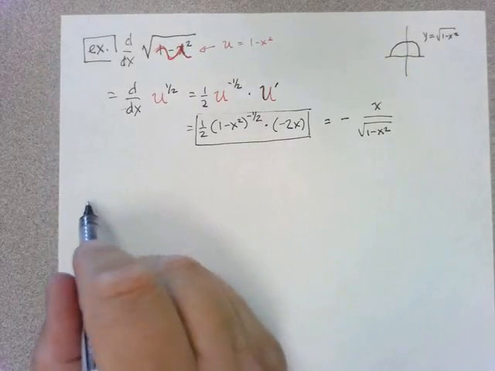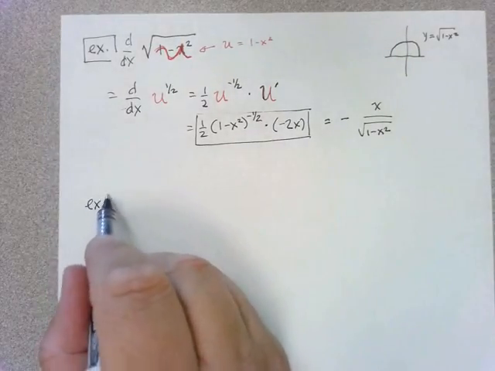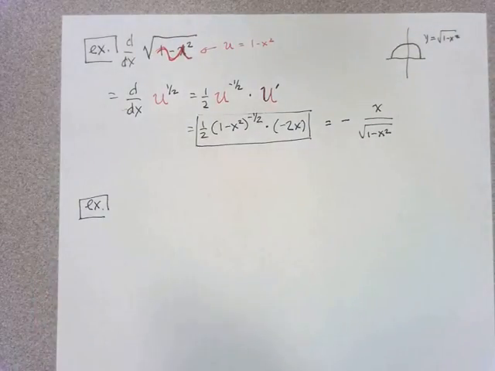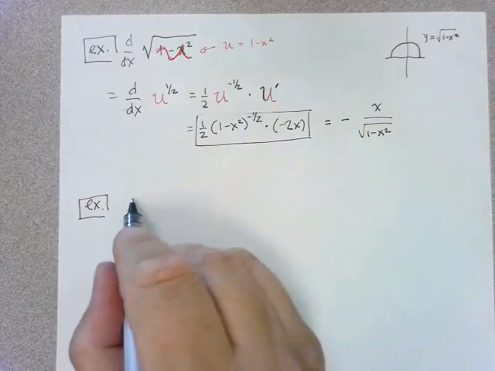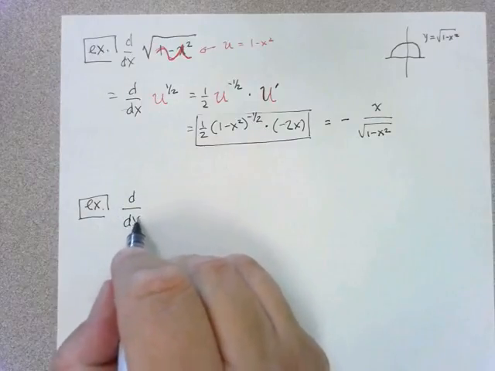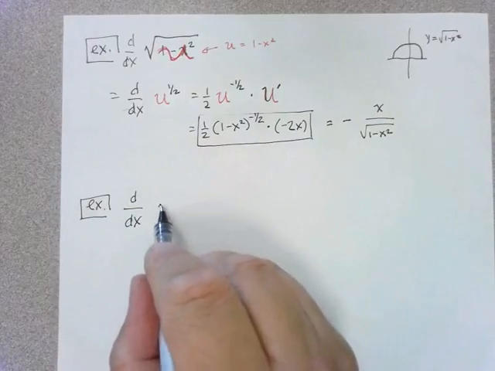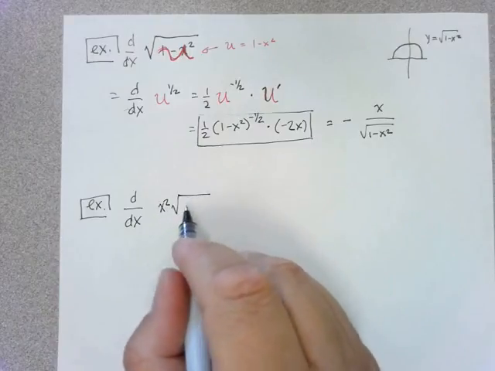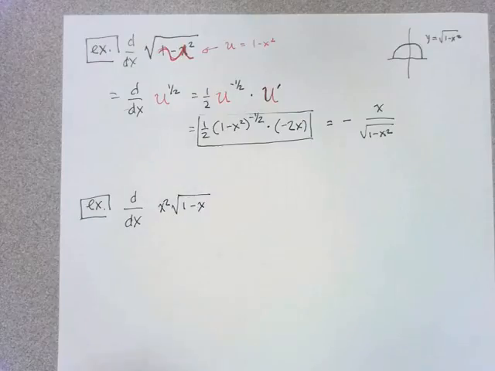Okay, one last example. I'm going to link up a few more, and I'm going to talk about Leibniz notation of this. But let's do one more example. Let's do one where you have to bring in the product rule as well. Not too complicated though. x squared square root 1 minus x.